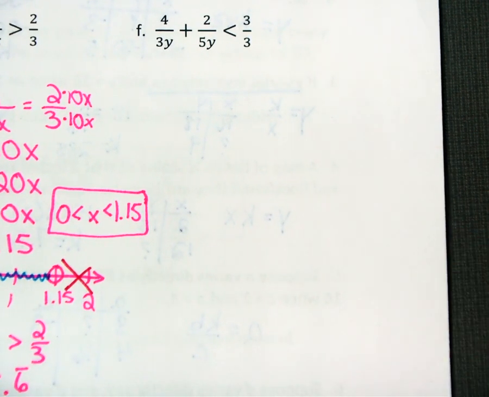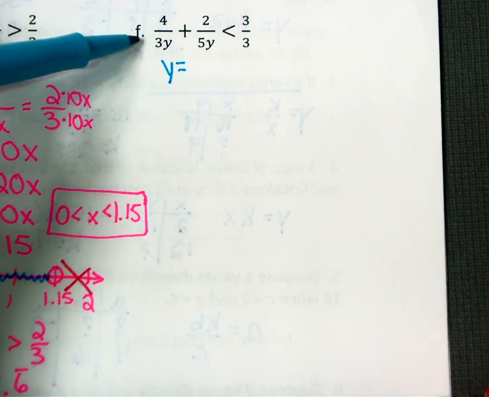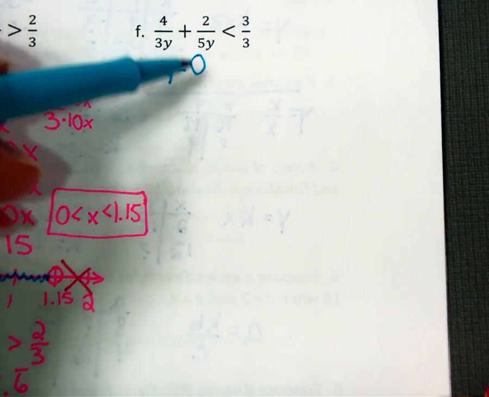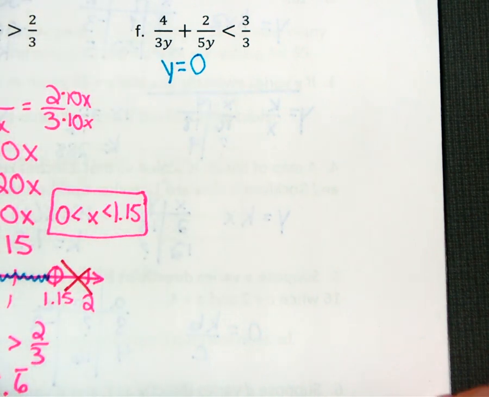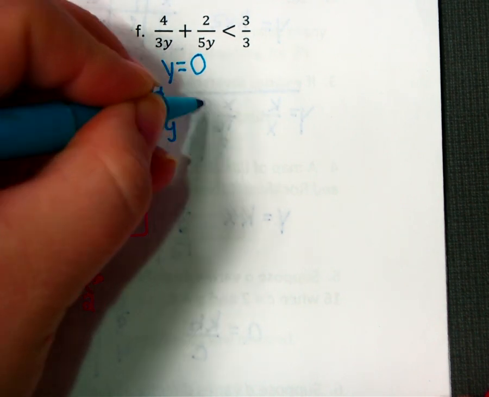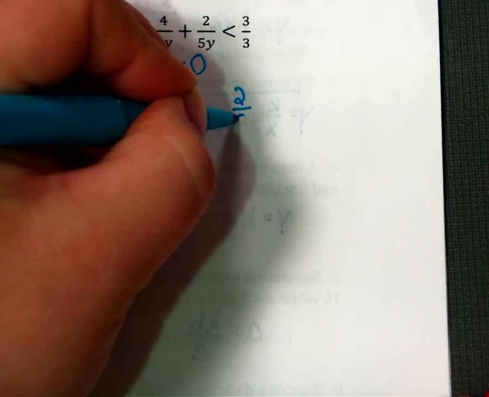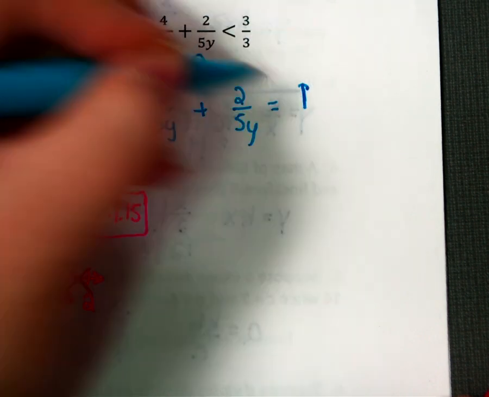Last inequality here. So we need to first find out what x can not be, or what y in this case can not be. And we decided that it can't be what's going to make it equal to 0 on the bottom. And that would be 0. If y was 0, it would give me a 0 in the denominator, which is undefined. Now we're going to solve the inequality as if it was an equation. So I have 4 over 3y plus 2 over 5y equals 3 over 3, which is really just 1.